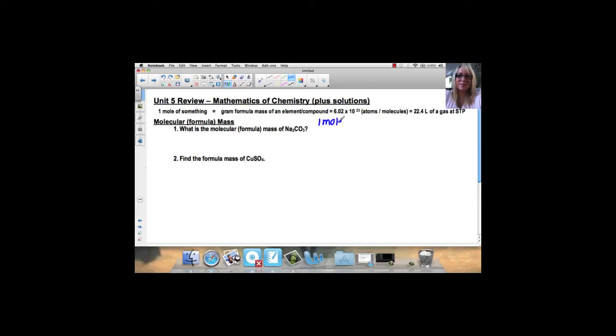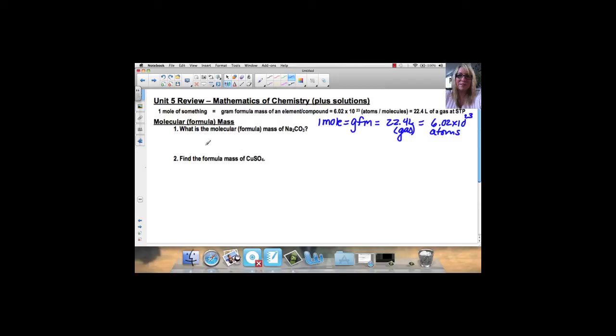1 mole equals the GFM, which equals 22.4 liters if we're talking about a gas, which equals 6.02 times 10 to the 23rd atoms, molecules, particles. There's different names that can go after it. This is not anywhere on the Regents reference table. That's something that's got to come from your noggin.